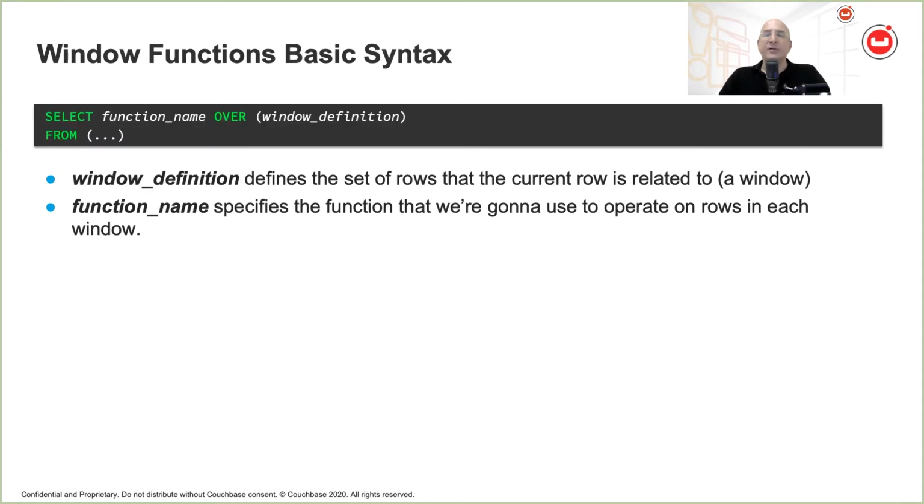A simple window function will look pretty much like this. There's the function name and then the over clause, with the word over and a window definition in parentheses. The window clause defines the set of rows that the current row is related to. That set is called a window. The function can be an aggregation function like sum, count, average, etc., or a special function that can be only used with the over clause. We'll start with aggregation functions that you are probably familiar with.